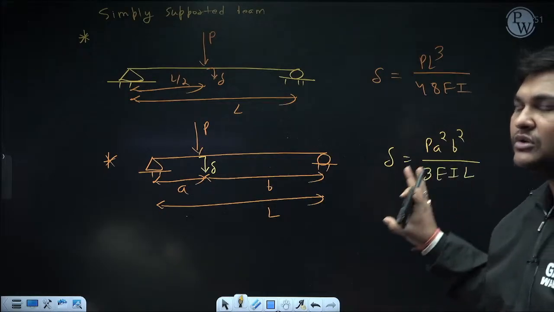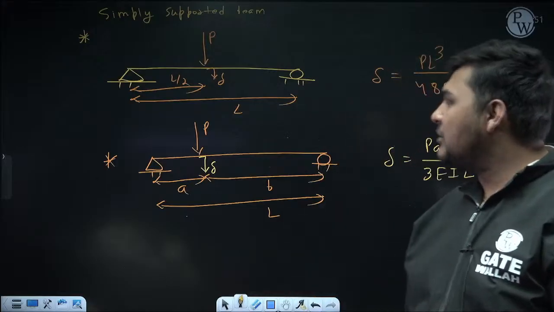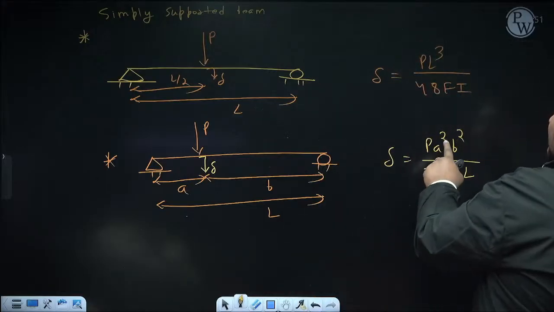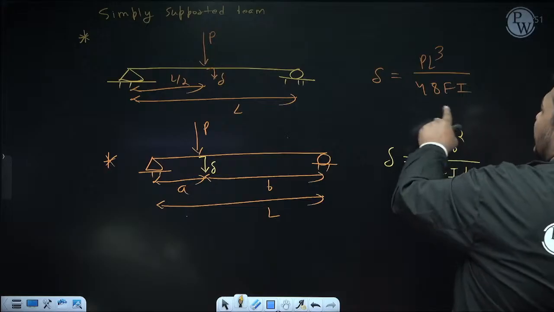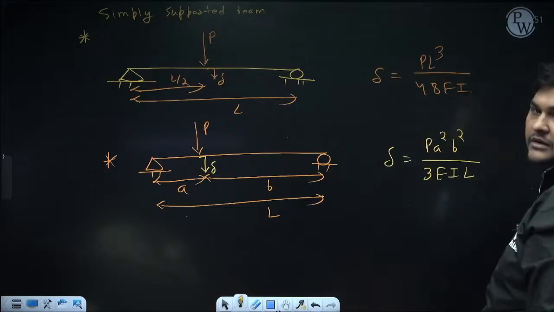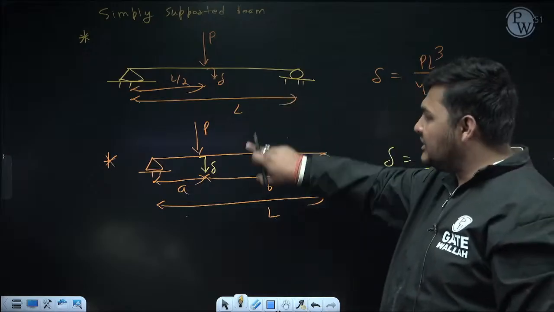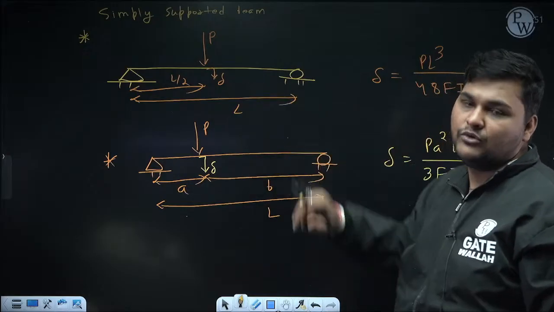So like this, the formula will fit in your mind. But this formula you have to remember. Now in this formula, if you replace A by L by 2 and B by L by 2, you will get the same expression, because this is a sub case of this part, where A and B are L by 2.